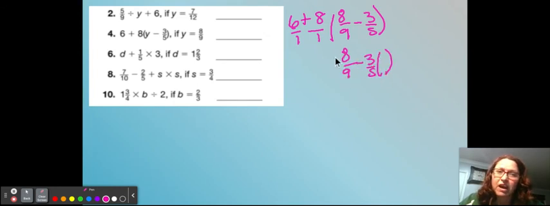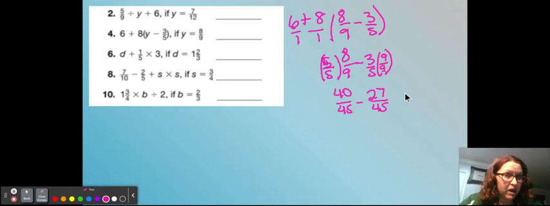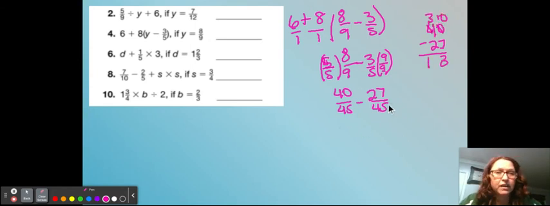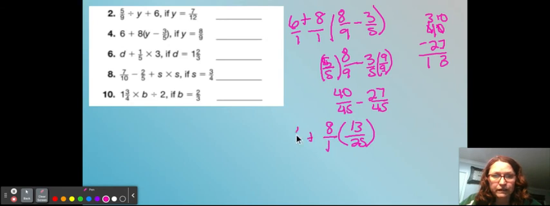What goes into both 9 and 5? 45. So turn this into 5 over 5, 9 over 9. 5 times 8 is 40. 5 times 9 is 45. Minus 3 times 9 is 27. 5 times 9 is 45. So now I have to subtract. So 40 minus 27 is 13. So now I have 13 over 45 times 8 over 1 plus 6 over 1.